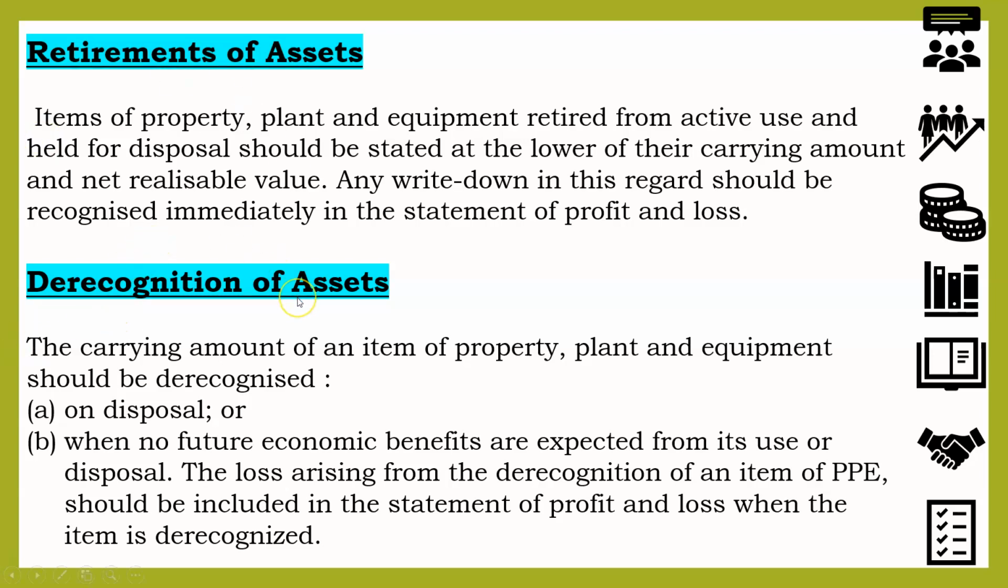Also, derecognition of assets. The carrying amount of an item of property, plant, and equipment should be derecognized on disposal or when no future economic benefits are expected from its use or disposal. The loss arising shall be included in the profit and loss account when the item is derecognized. So, when you are derecognizing an asset, like on disposal, or when you can see that it is not deriving any future economic benefits, at that time also the loss arising from that, you have to debit that into the profit and loss statement.